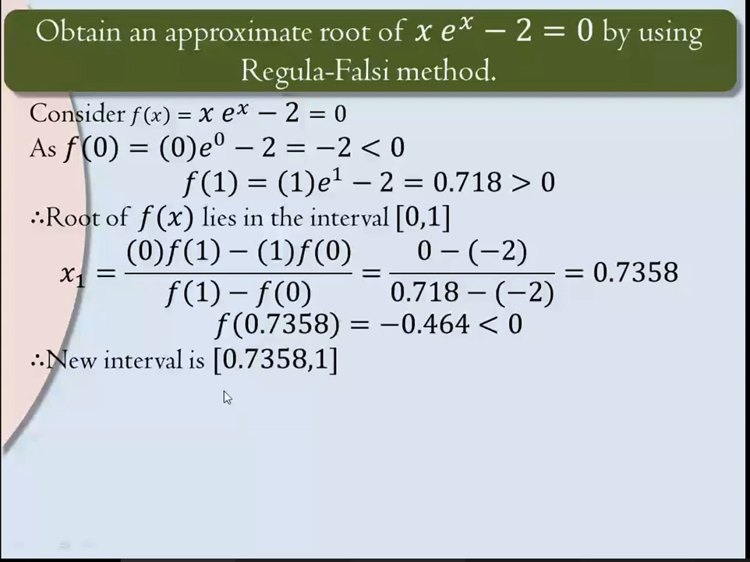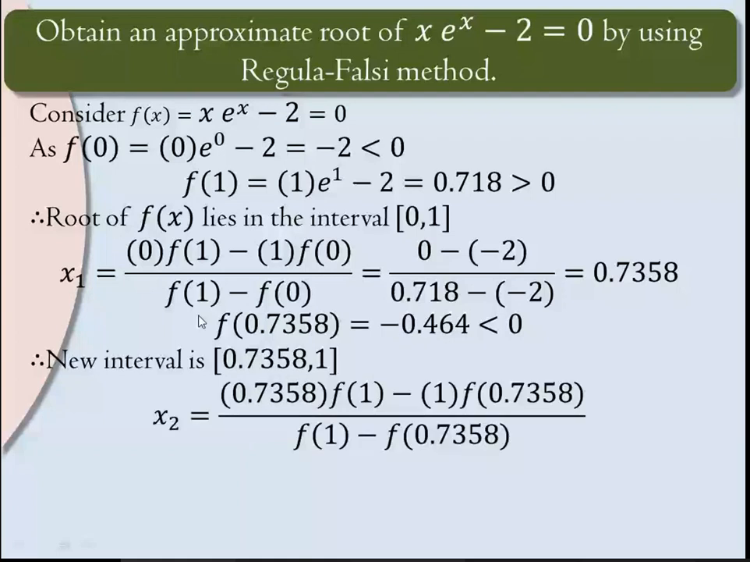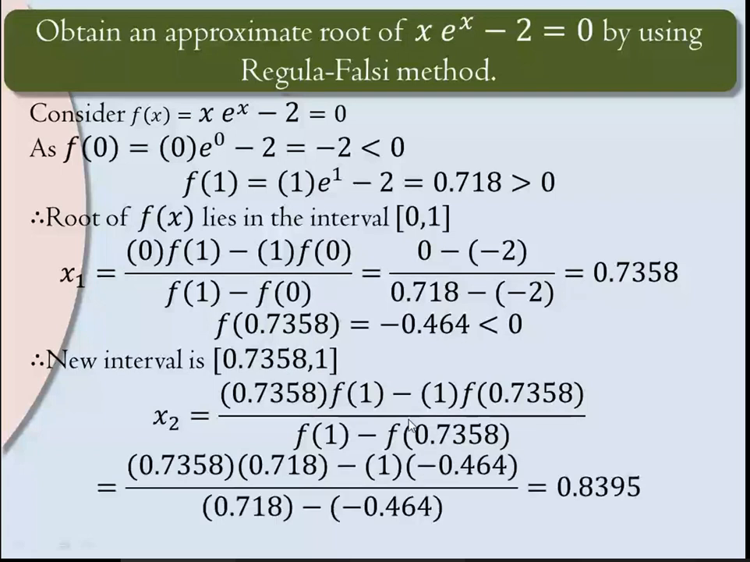Take this as f of b and do the calculation. Use a similar formula again. Get x2. Okay, taking this new interval and doing the calculation. Find out what is x2, how much is x2. Find f of x2. Then replace this previous value by this new value. Okay, keep 1 as it is and replace this value by the new value. And again do the calculation.